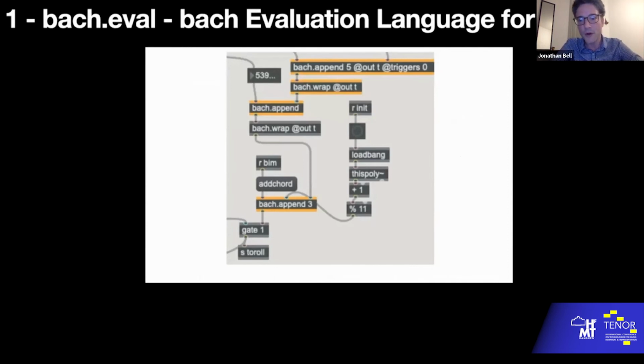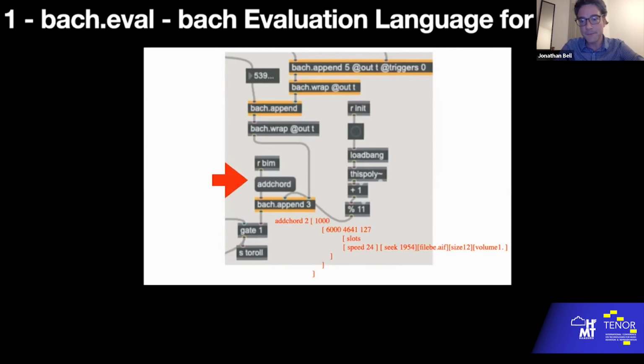So the yellow object, like Bach.wrap, adds a level of parentheses around the list. The Bach.append appends lists together. At the bottom, you can see firing an add chord message will output the list stored to the right. But unfortunately, formatting complex lists in this way can be cumbersome and error-prone.